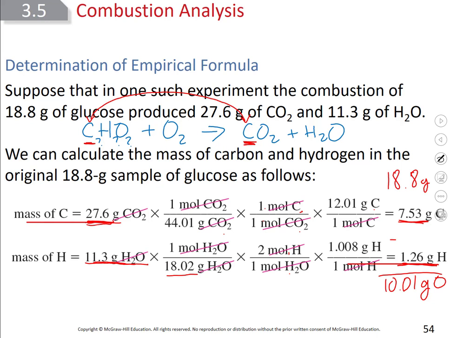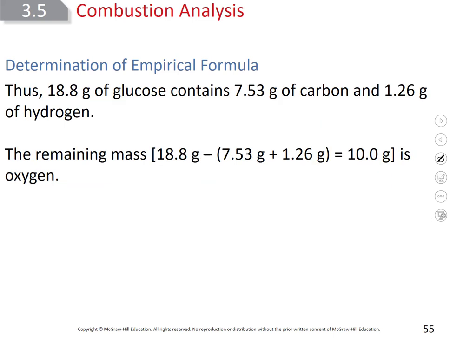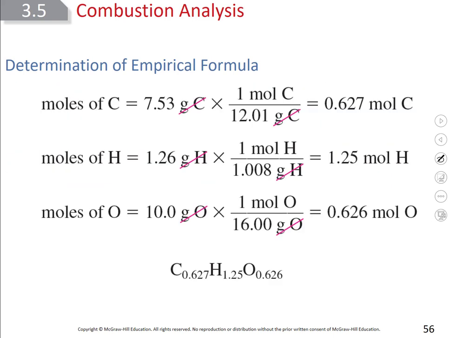So what must we do to all these grams? Convert them to moles. Good. How do you convert from grams to moles? Good. Divide by molar mass. So we're going to take this 7.53 grams of carbon divided by the molar mass of carbon, 1.26 grams of hydrogen divided by the molar mass of hydrogen, 10.01 grams of oxygen divided by the molar mass of oxygen. There. And now we have moles of carbon, moles of hydrogen, moles of oxygen, and there's our ratio.